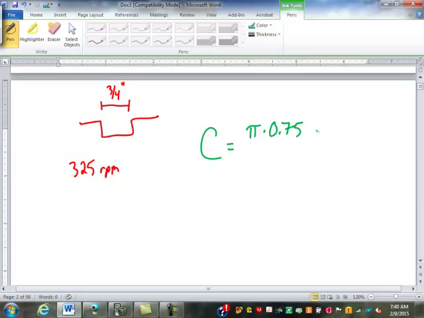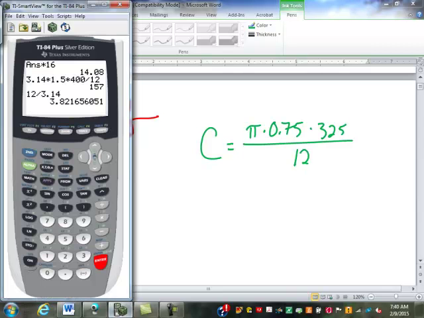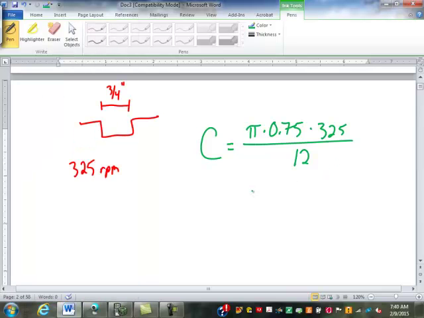0.75 times 325 divided by 12. Good. So 3.14 for pi times 0.75 times 325 divided by 12. So 63.78. Usually we round to the nearest one, so we call that 64 feet per second.